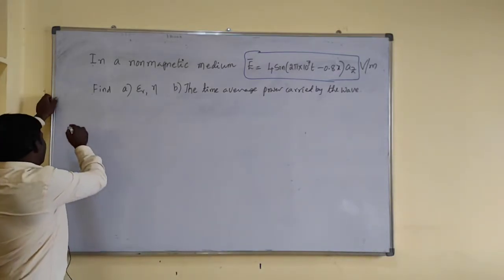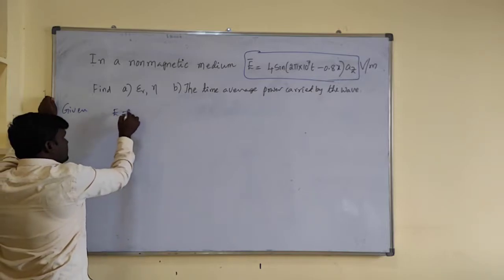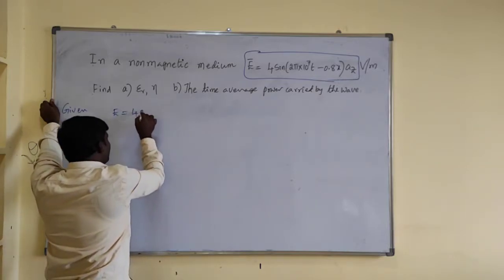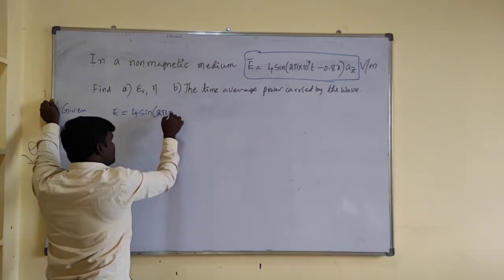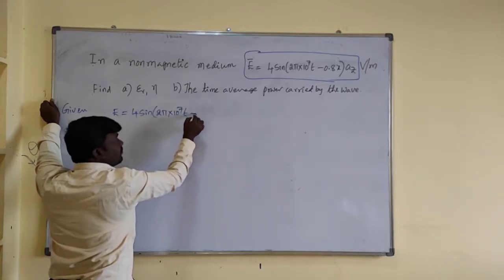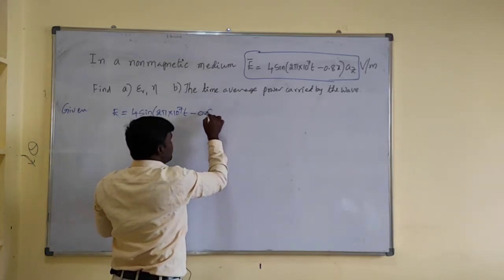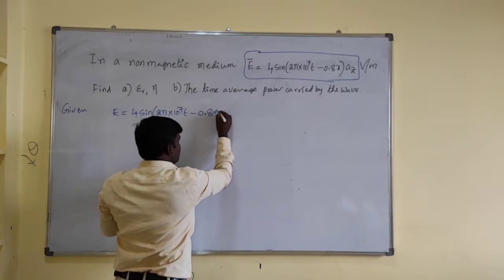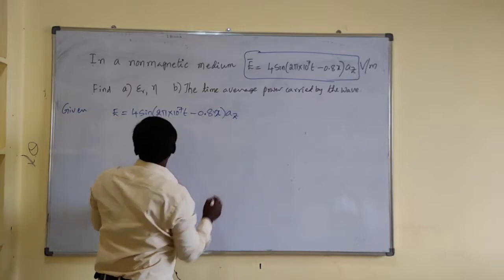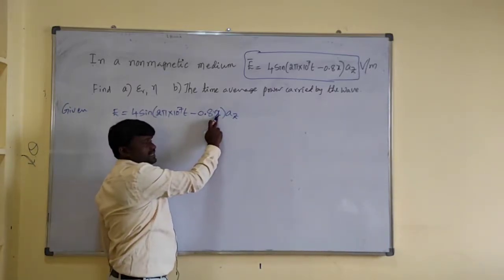Okay, first write the given data. Given E equal to 4 sin(2π × 10^7 t − 0.8x) Az. This means E is along the z direction, but the wave is traveling along the positive x direction.